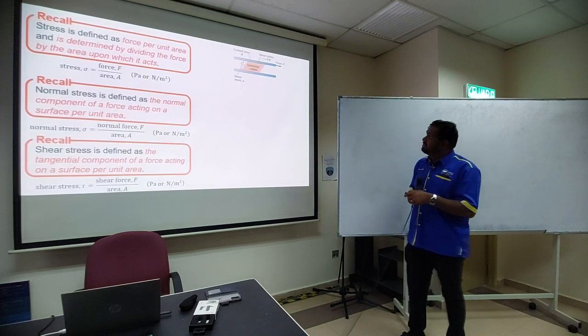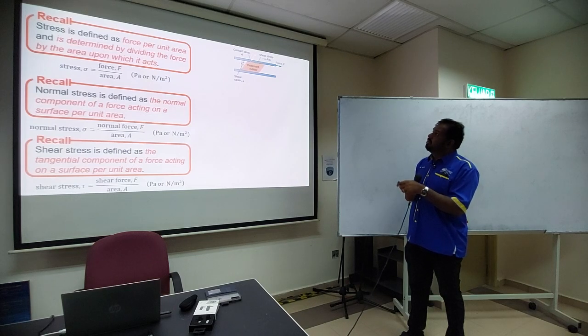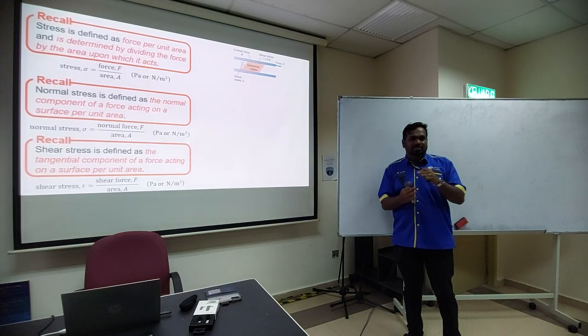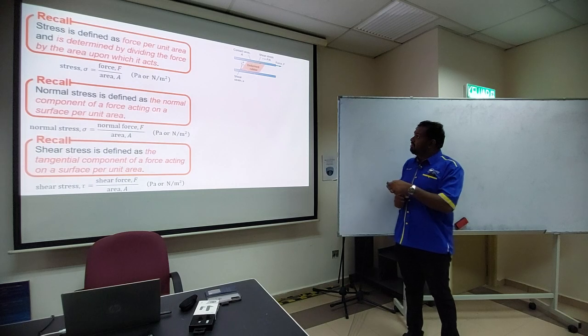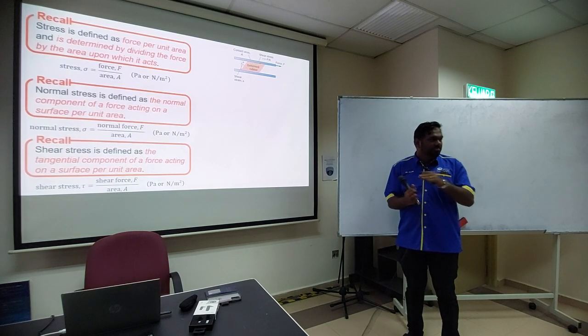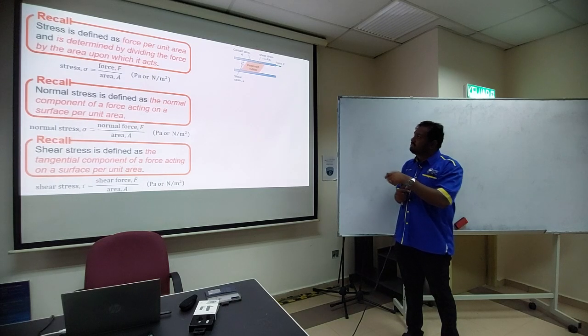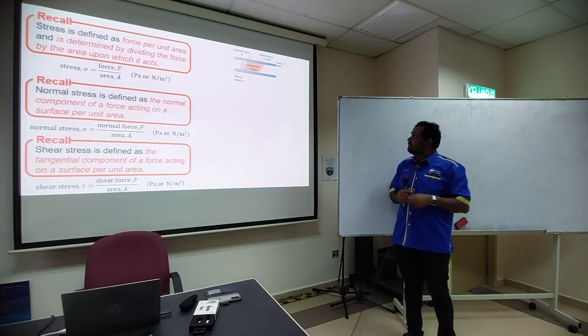Let's say you have two plates, and you have a rubber in between, and only the top plate is moving, so the bottom one is stationary. What will happen to the rubber? The rubber will start to deform in the direction of the force. So from here we can calculate the shear stress because it is tangential.